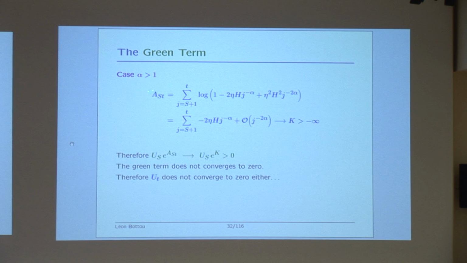And you have the case alpha greater than 1. Oh, good. But then when I write my sum here, I see that if alpha is greater than 1, this sum converges when t grows. And this sum converges. So everything tends to some k that's greater than minus infinity. Because that means that the green term, the exponential, converges to something that's greater than 0. That means that my process doesn't converge.